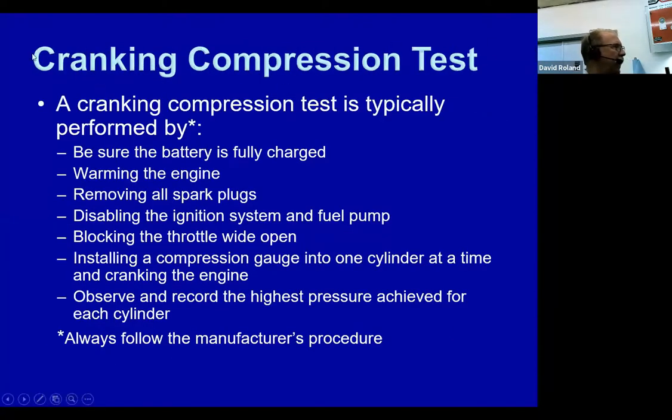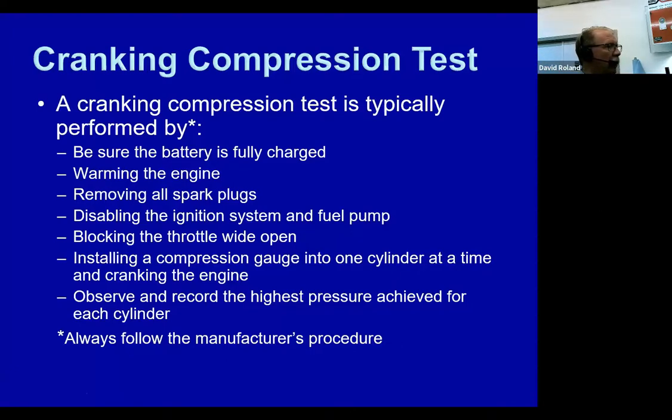The next test in line would be the cranking compression test. Now, I like to come into the cranking compression test already knowing what cylinder I think the problem is on. Then all I have to do is test that cylinder and maybe something next to it that I think is good. What we're going to do is remove all the spark plugs from the engine.